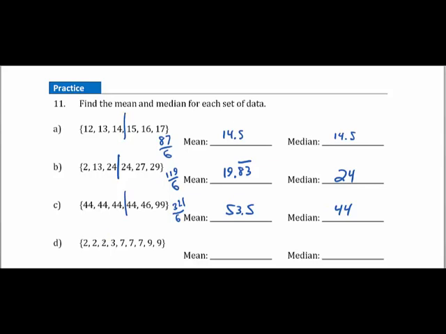And then finally, not finally, but for this data set, we have a total of 9 data points that add up to 48. And when I divide that by 9, I get 5.3 repeating.